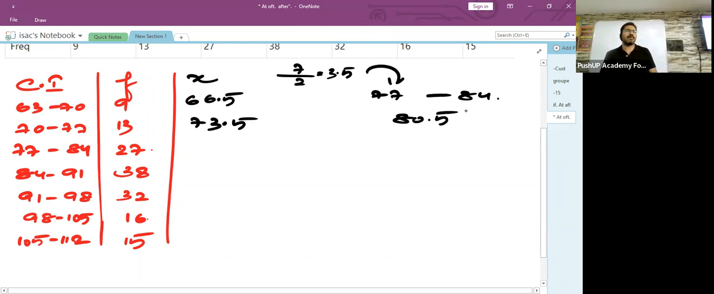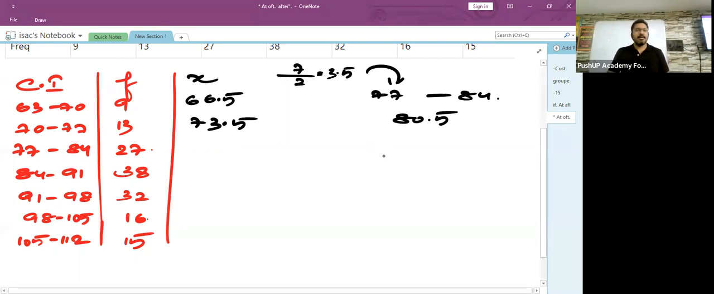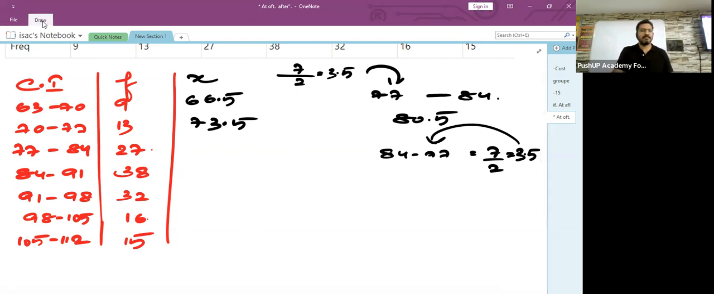This way also you can find the answer, rather than finding 77 plus 84 whole divided by 2. Rather than finding the average of 77 and 84, you can apply this method also. It's just a shortcut technique. What is 84 minus 77? It is 7. 7 by 2 is 3.5. Just add 3.5 to 77. You get the answer.